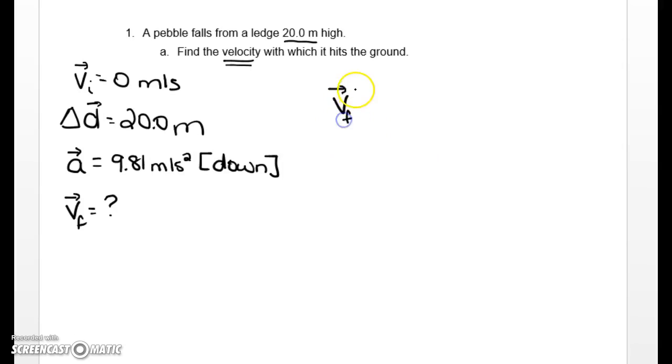So we have our final velocity squared is equal to that initial velocity squared plus 2 times your acceleration times the change in displacement. So now that I've identified my equation based on the information that I have and what I'm looking for, now I can go ahead and plug in my information.